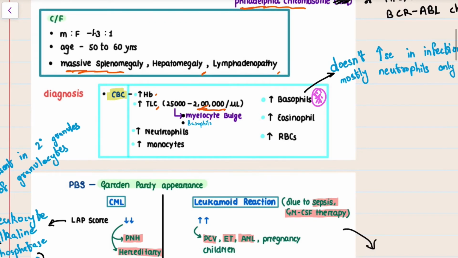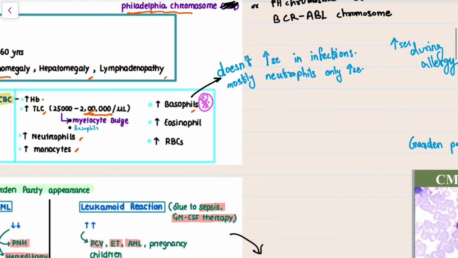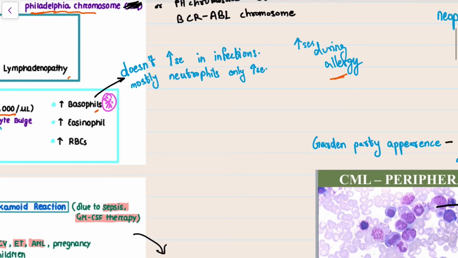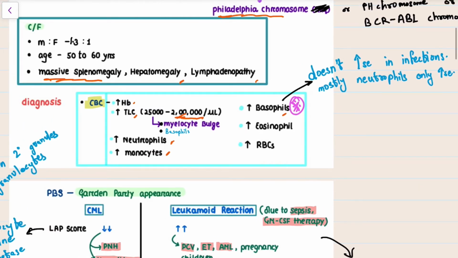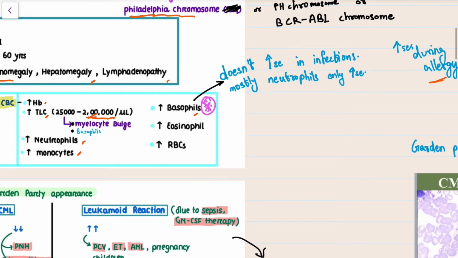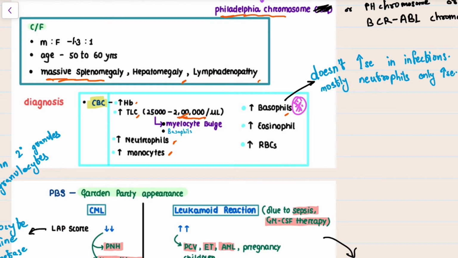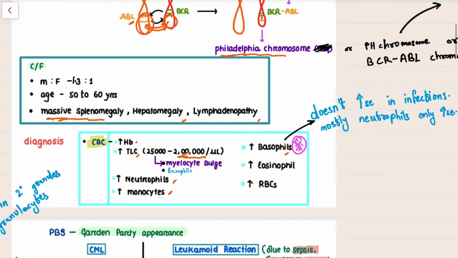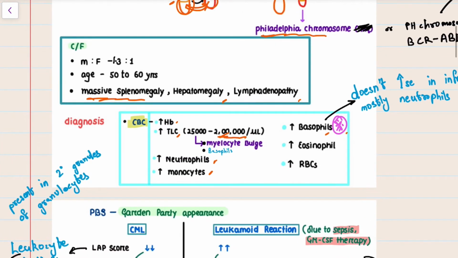There's an increase in neutrophils, increase in monocytes, increase in basophils. Basophils are usually increased during allergies only. It doesn't increase in infection, and that is one characteristic feature. Only if that person is undergoing an allergy should it increase normally, but he's not having an allergy, he is having chronic myeloid leukemia, and this is one of the characteristic features. Eosinophils and RBCs, everything is going to increase in the myeloid lineage.